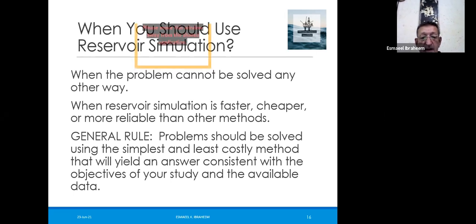But as a general rule, problems should be solved using the simplest and least costly method that will yield an answer consistent with the objective of your study and the available data. Of course, the results will depend on the available data and its quality. You should feed the program information of the highest possible quality, in order to give you the right and suitable answers. Also, less costly.